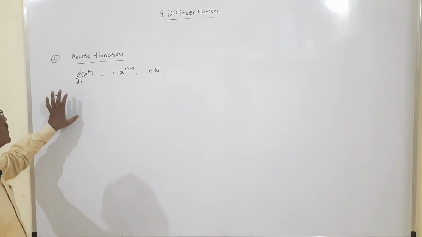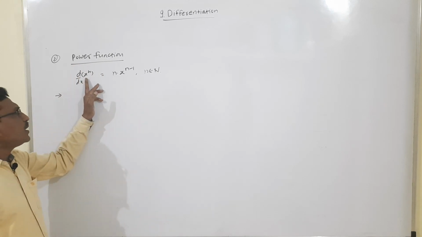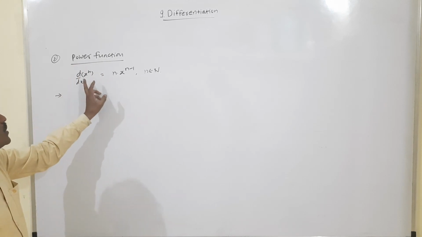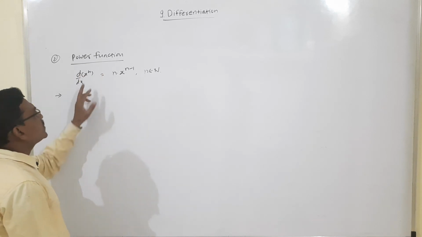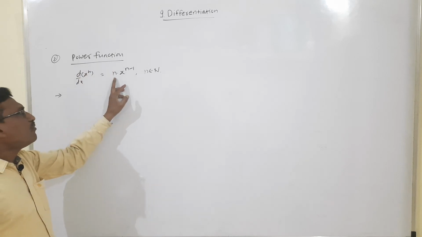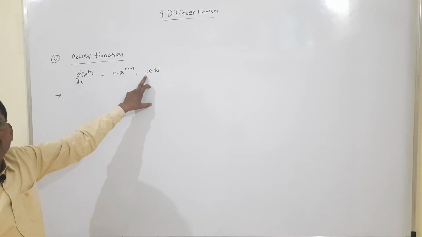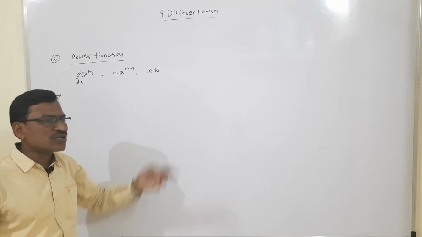So the next standard function, power function. So the derivative of the power function. The power function is denoted by x raised to n, suppose. X raised to n in general. So its derivative is n into x raised to n minus 1, meaning power into x raised to power minus 1, where n belongs to capital N, meaning n is any natural number.